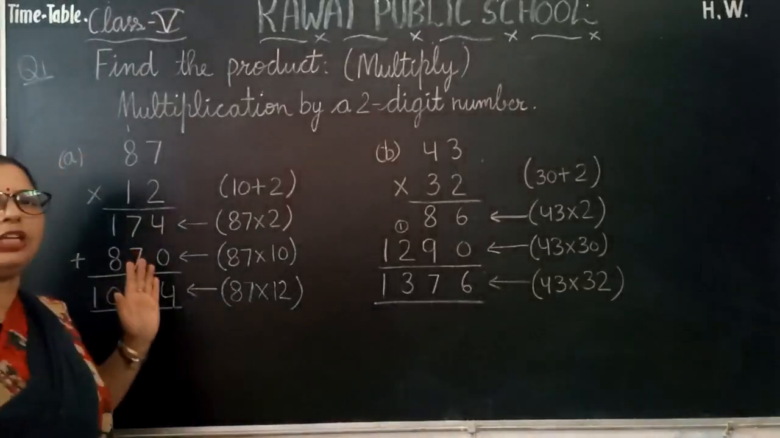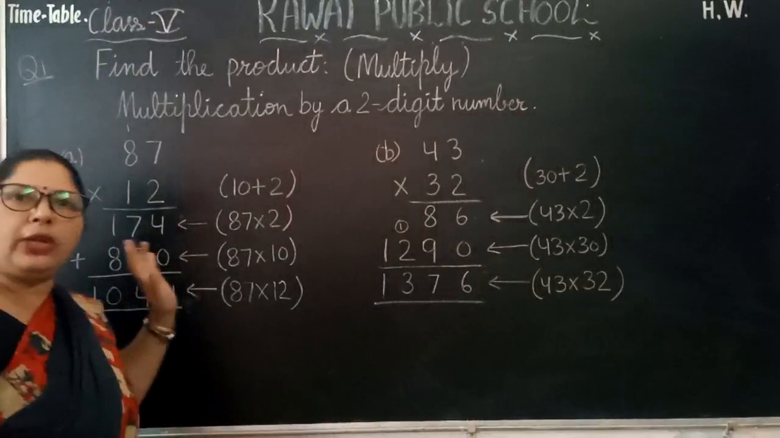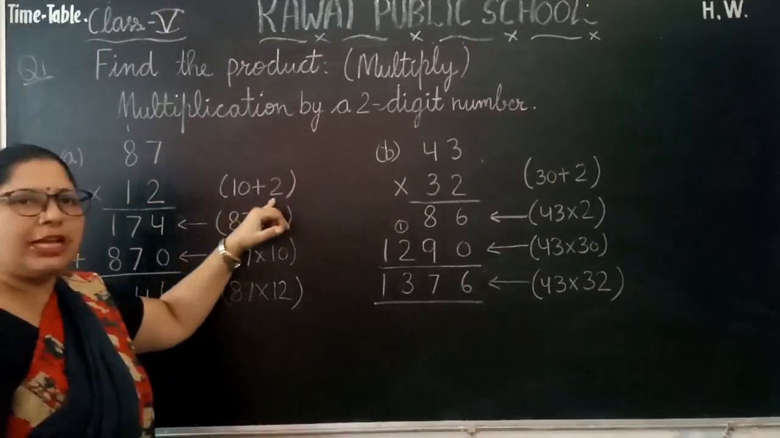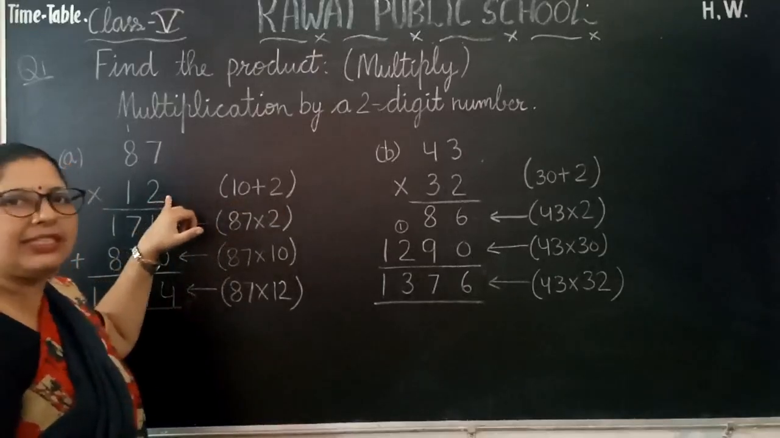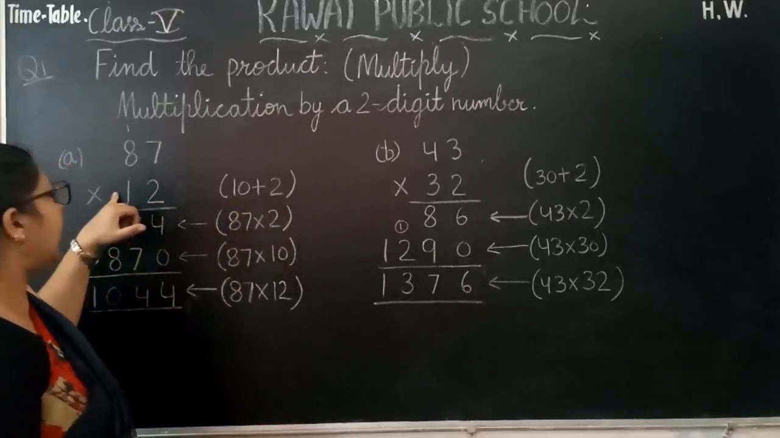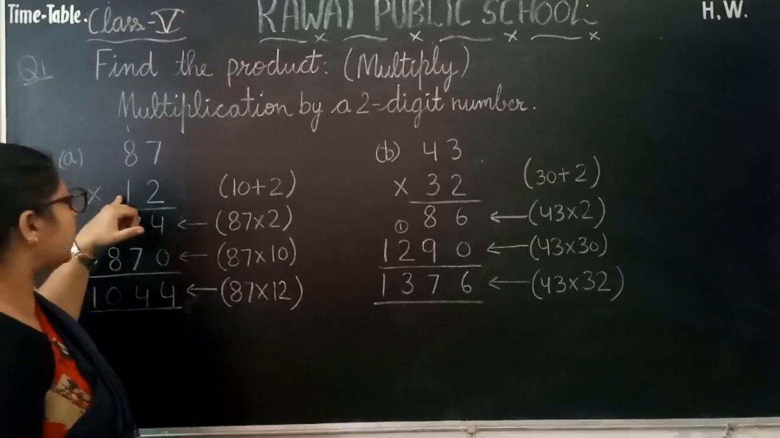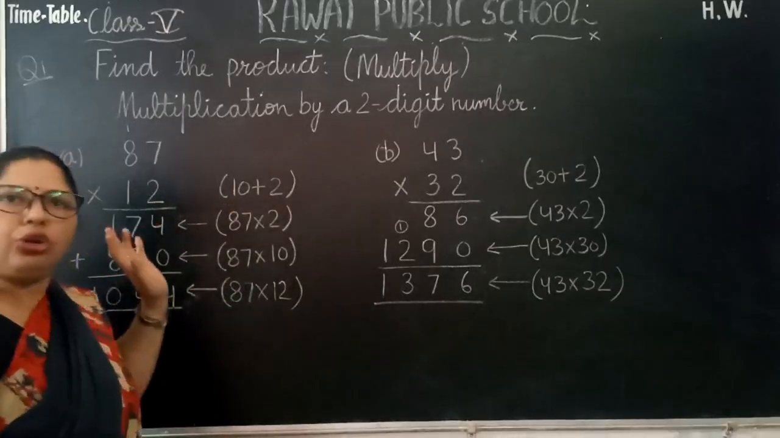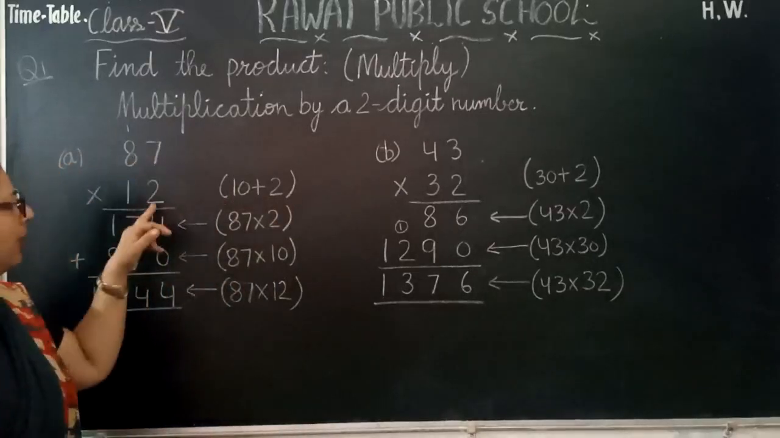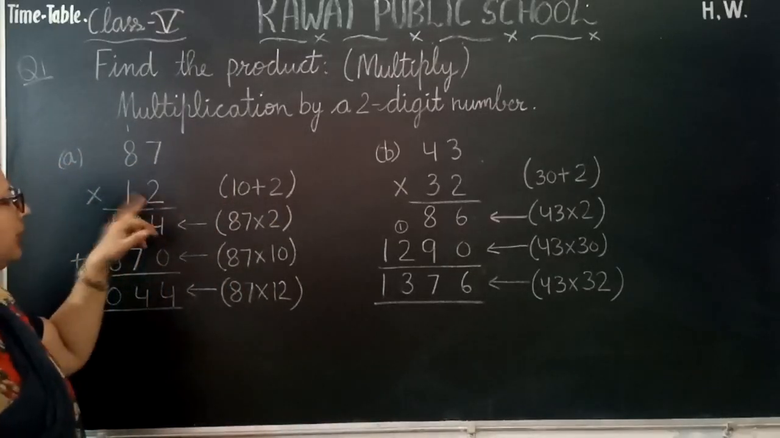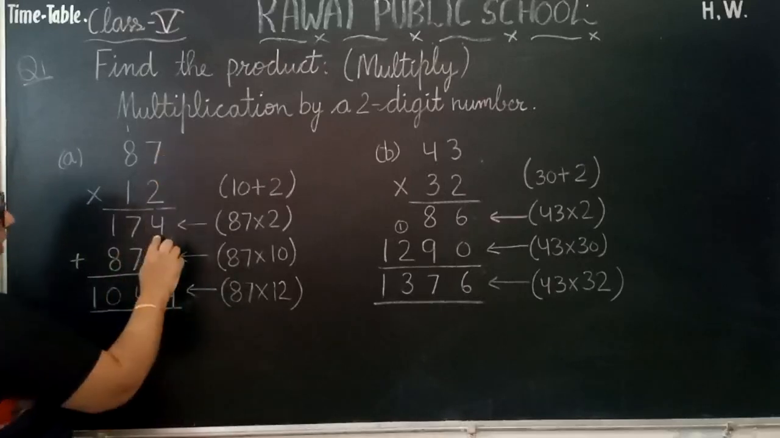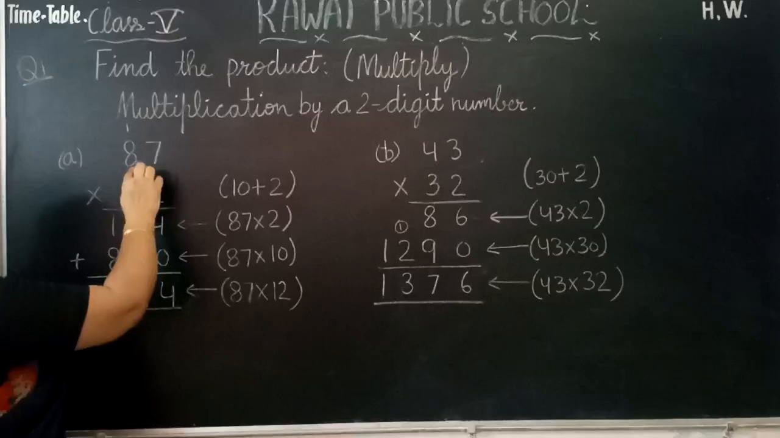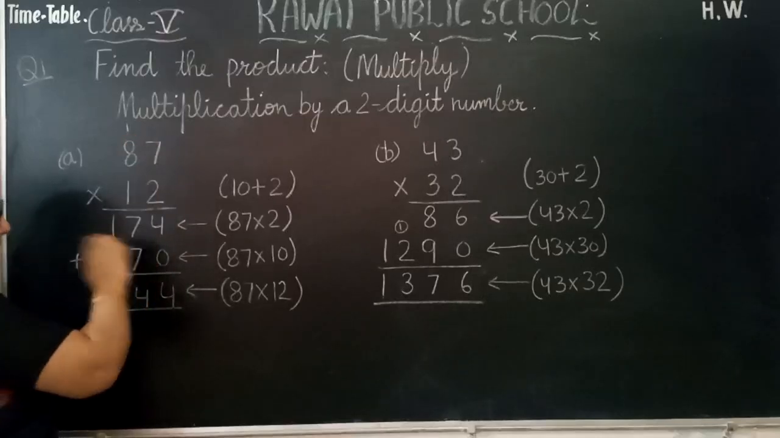87 multiplied by 12. 12 is a two-digit number. So 12 is 10 plus 2. 2 is in the ones place and 1 is in the tens place. 1 is 10 and 2 is 2, so 10 plus 2 is equal to 12. First we multiply by the ones number. The ones number is 2. So 2 sevens are 14, write 4 and carry 1. 2 eights are 16, plus 1 carry is 17.